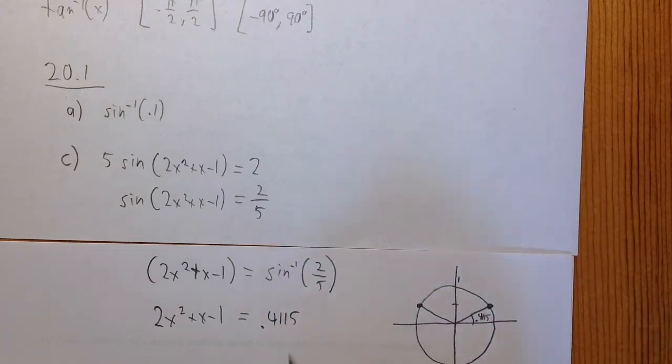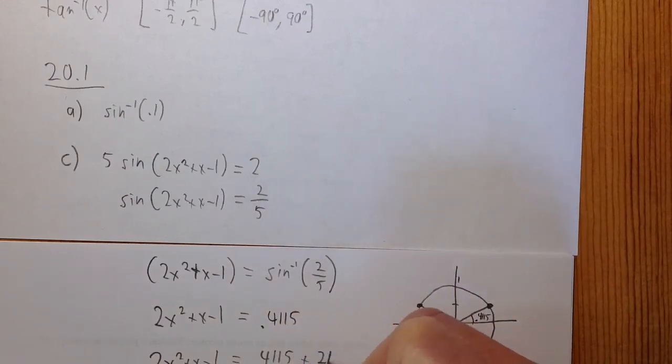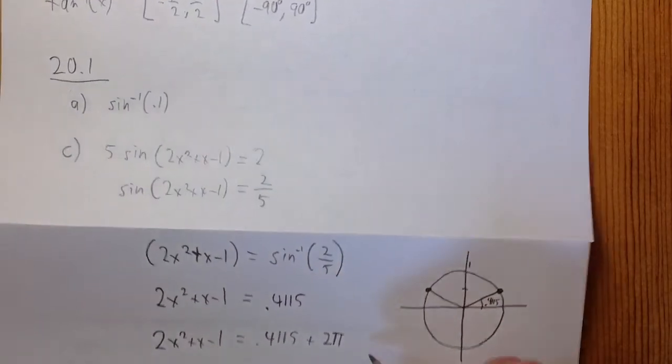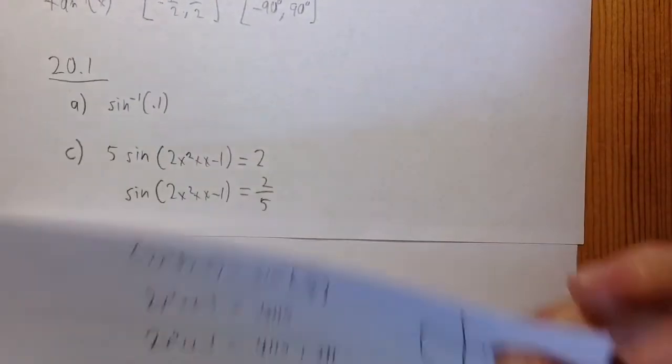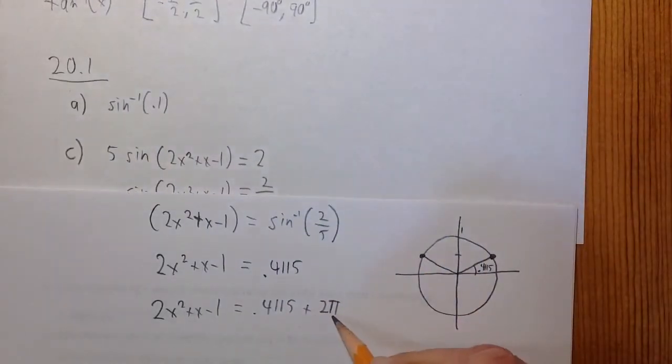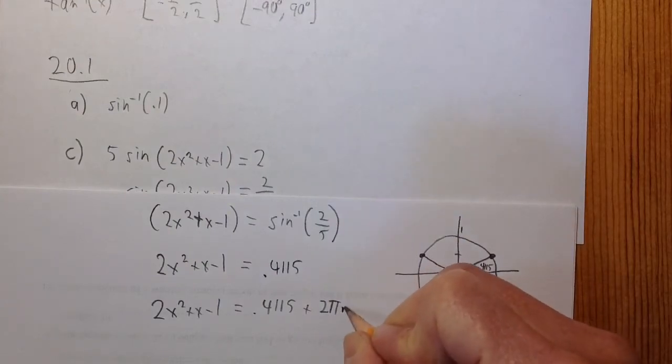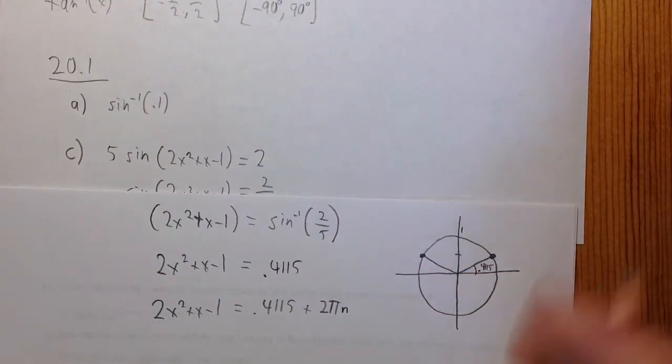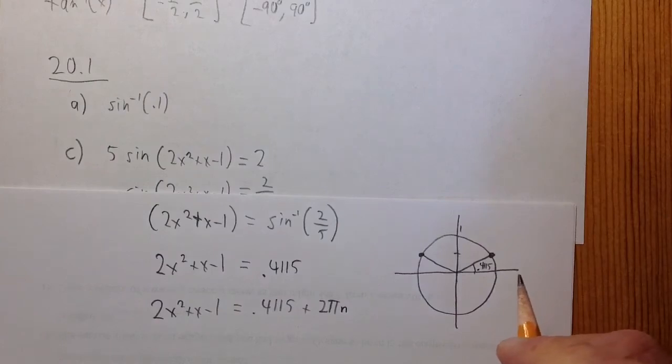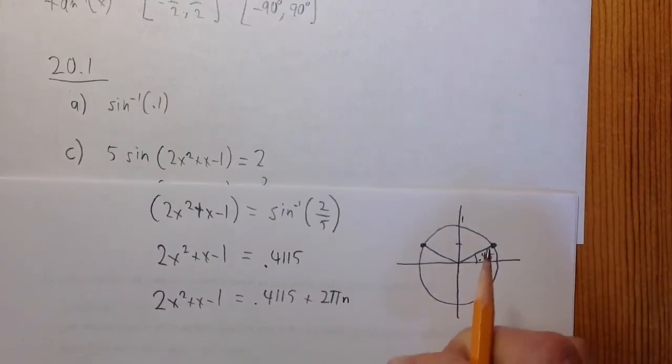So we can solve this equation, and then we can also solve the equation 2x squared plus x minus 1 equals 0.4115 plus 2 pi. Or we could add 4 pi, or we could go minus 2 pi. So I could put an n here, and you can choose whatever n you like. So there's an infinite number of answers to this. That's why they don't even put answers, I don't think, because there's so many you could choose.